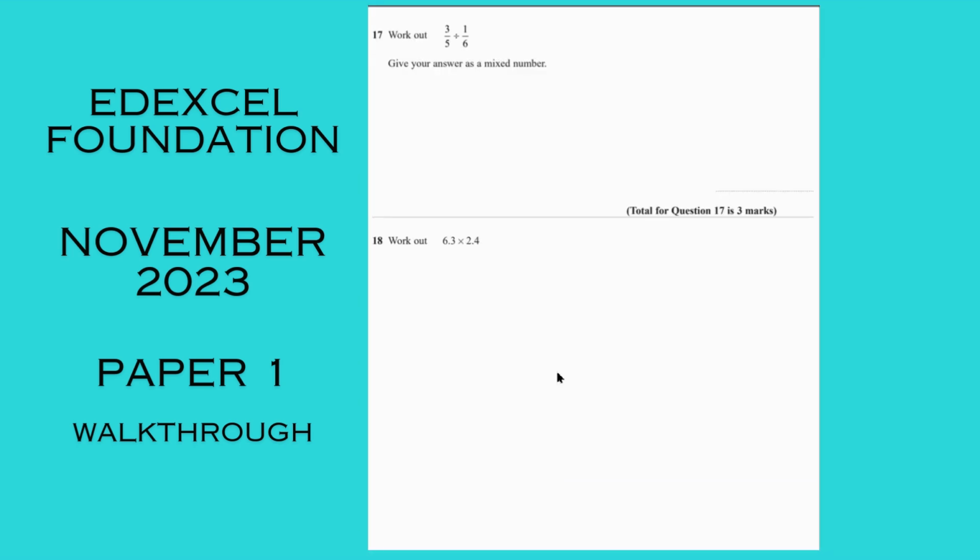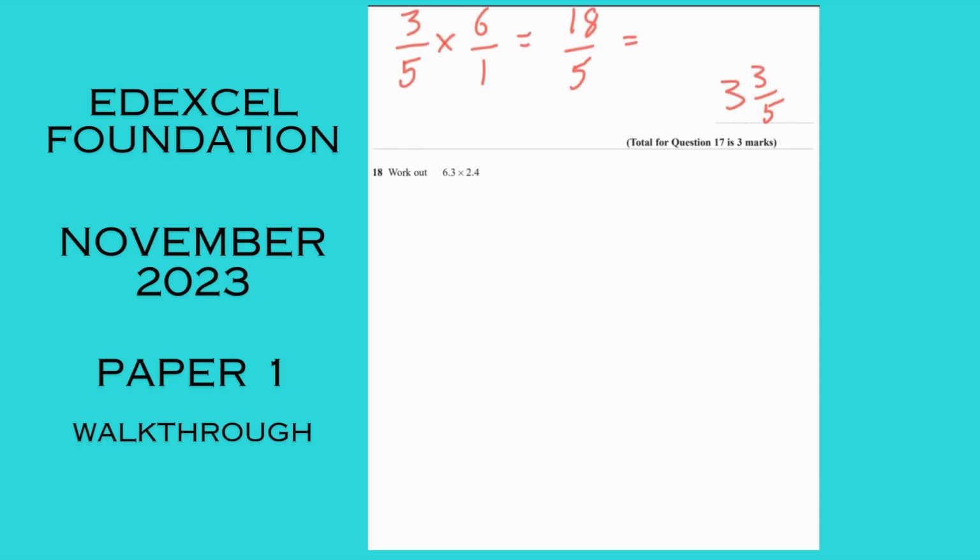So for question 17, you might be used to old KFC or whatever, something along those lines, but you multiply by the reciprocal. Top times top, bottom times bottom. How many times does 5 go into 18? 3, with a remainder of 3. And the denominator stays the same. Next, on to number 18.